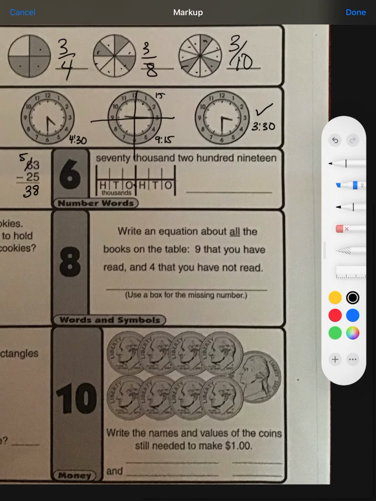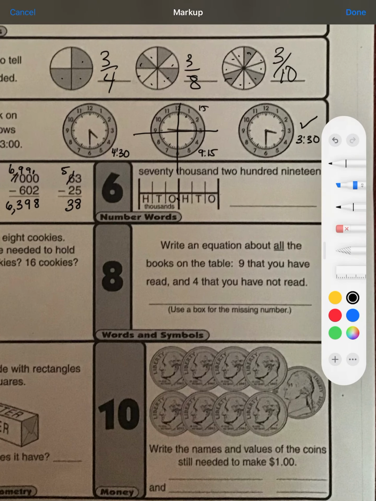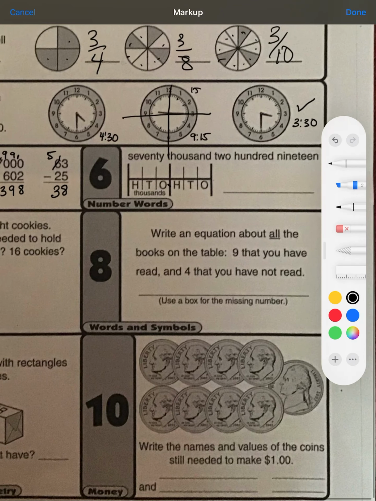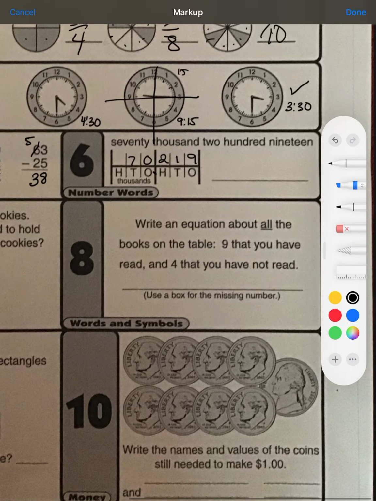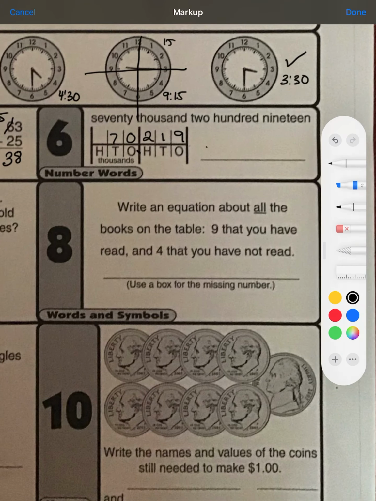Okay, number words. It's all about place value. 70,219. So we know 70,219. Ones place, tens, hundreds, thousands, 10,000s. And we write that 70,219. So this here is word form. This is standard form.